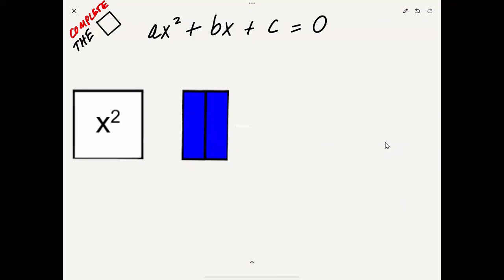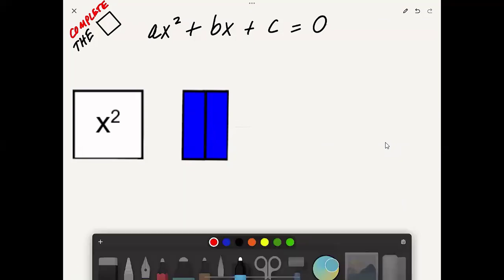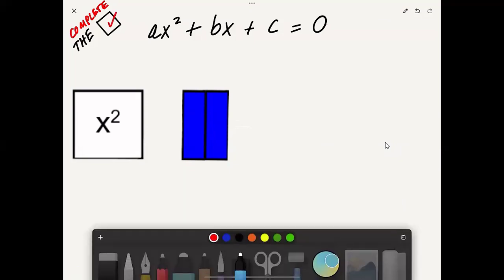In my prior video, I said that in order to use completing the square, you have to have one x squared. Right now we have a times x squared. So one of the first things we have to do is divide by the leading coefficient. We're going to divide everything in this quadratic equation by a. When we do that, we have 1x squared plus b over a x plus c over a equals 0.